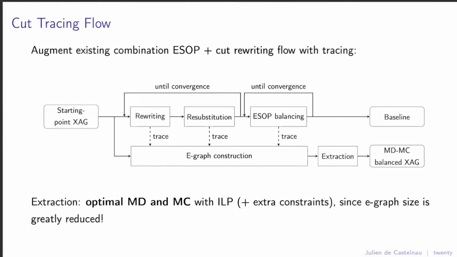Since we have so many fewer candidates in the EGRAPH, we can even add constraints to the ILP formulation, which normally would just take the optimal MC term. We can also tell it to filter MD so that we end up with a solution that's optimal in both. In other words, we're able to extract the optimal MD and MC term from the EGRAPH and then get the optimal circuit runtime from the EGRAPH.